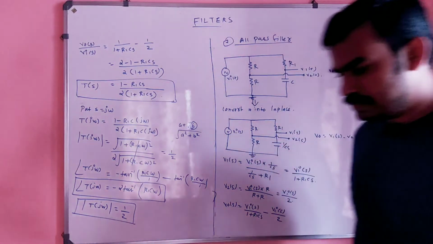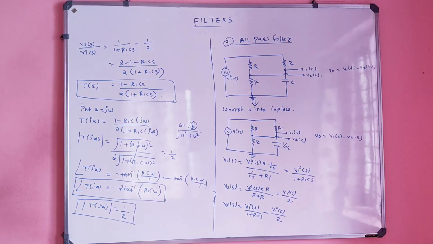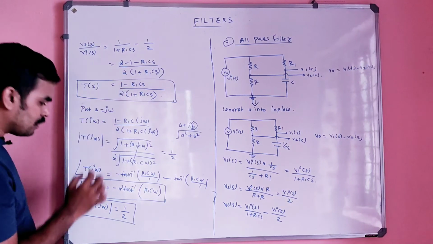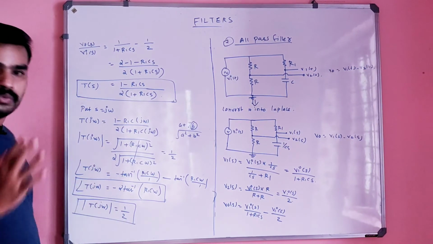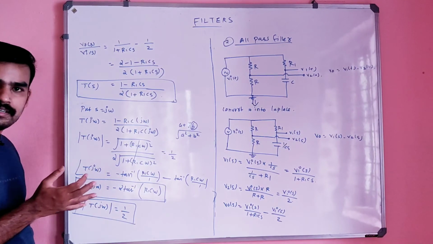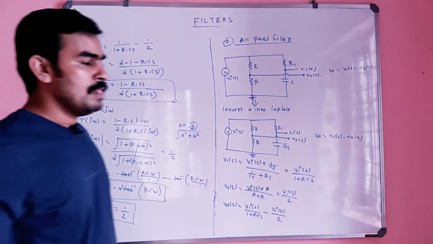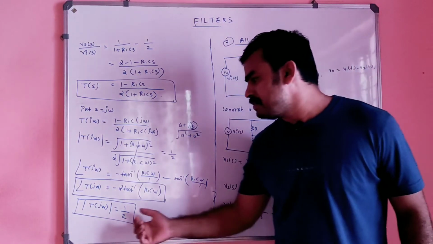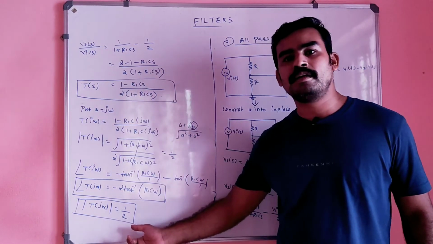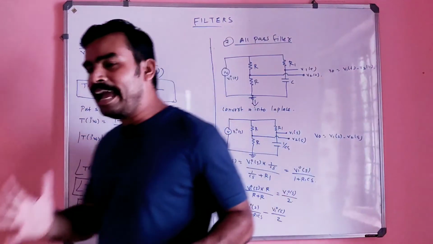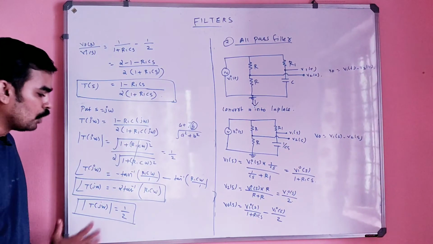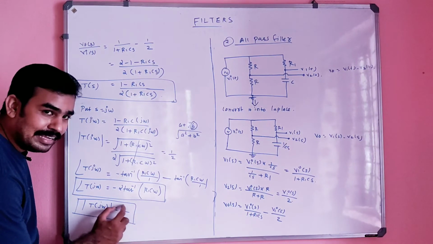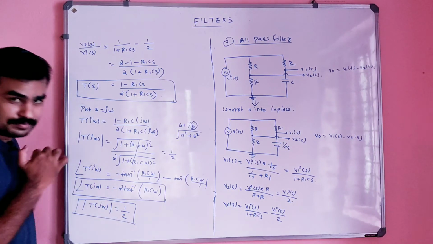What do you infer from this? What do you conclude from this? An all pass filter has a constant magnitude, here 1 by 2. That means its transfer function is constant. The transfer function being constant means there is no factor associated with it, so that it behaves in a constant manner for all frequencies, because there are no terms regarding omega in the transfer function amplitude.